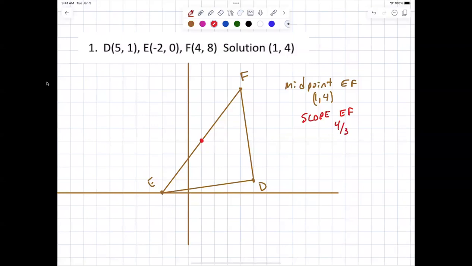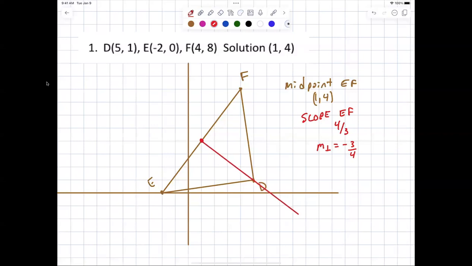4/3, correct? So I need the slope of the perpendicular. What's that? -3/4. Please, come on now. Keep up. So I agree the slope is -3/4. So now from the midpoint, I'm going to go what? Down 3 and to the right 4. So down 3, 1, 2, 3, to the right 4, 1, 2, 3, 4. Oh, it actually just went through D this time.